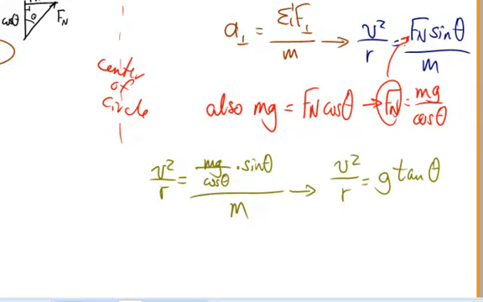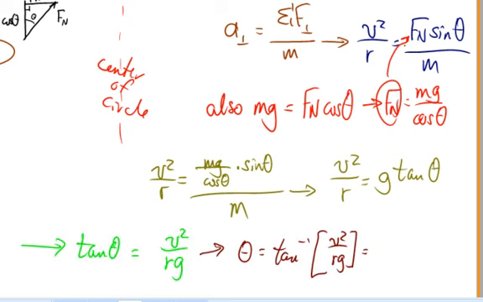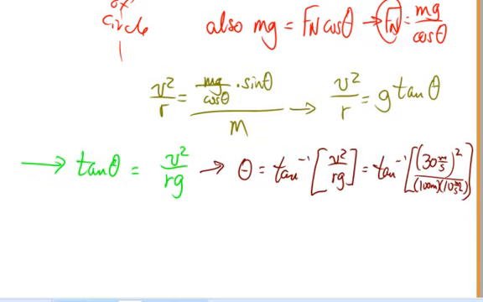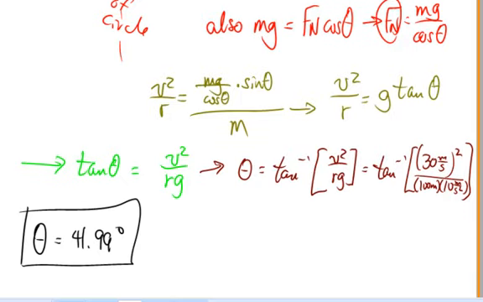Now what am I trying to find? I know what v is, 30 meters per second. I know what r is, it's 100 meters. I know what g is, it's 10 meters per second squared. I'm trying to find the angle of the bank, theta. So I'm going to solve this equation for theta. Let me take the arctangent of both sides. And now let's put in the numbers. And now I'll feed all of that stuff into my calculator. And I get that the angle is just under 42 degrees.